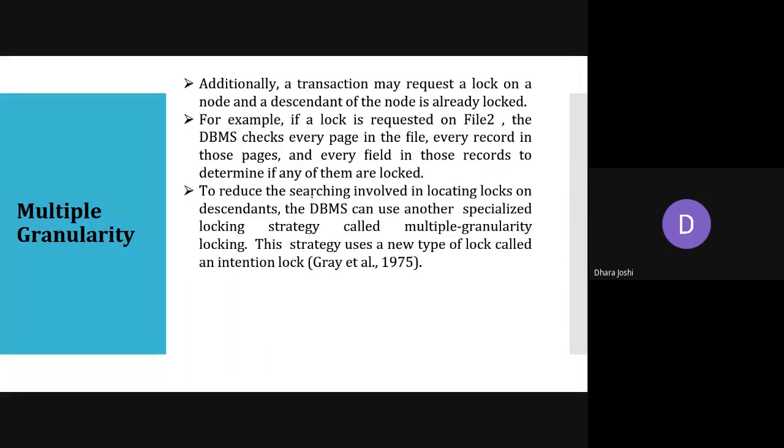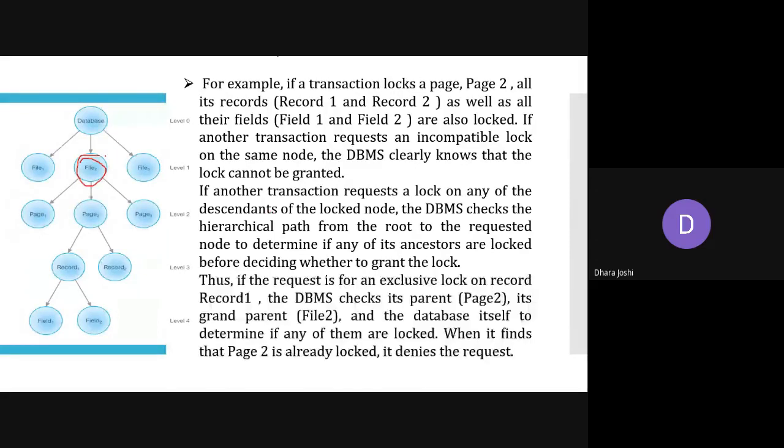To reduce the searching involved in locating locks on descendants, the DBMS can use another specialized locking strategy, called multiple granularity locking. This strategy uses a new type of lock called an intention lock. If I want to lock this file 2, I need to check everything. This file has 3 pages, each page has different records, and each record has different fields. Only if none of the smaller data items is locked am I able to grant the lock for this file 2. But it is a very tedious task.